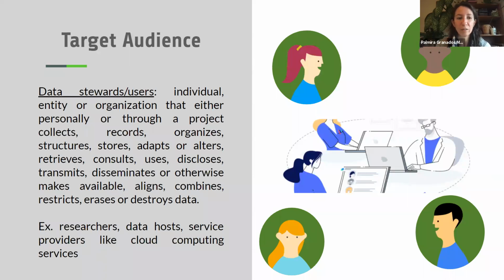The target audience are data users or data stewards, and the definition of this term is included in DPAD, but it basically covers researchers, data hosts, service providers, and such as cloud computing services. Next slide.